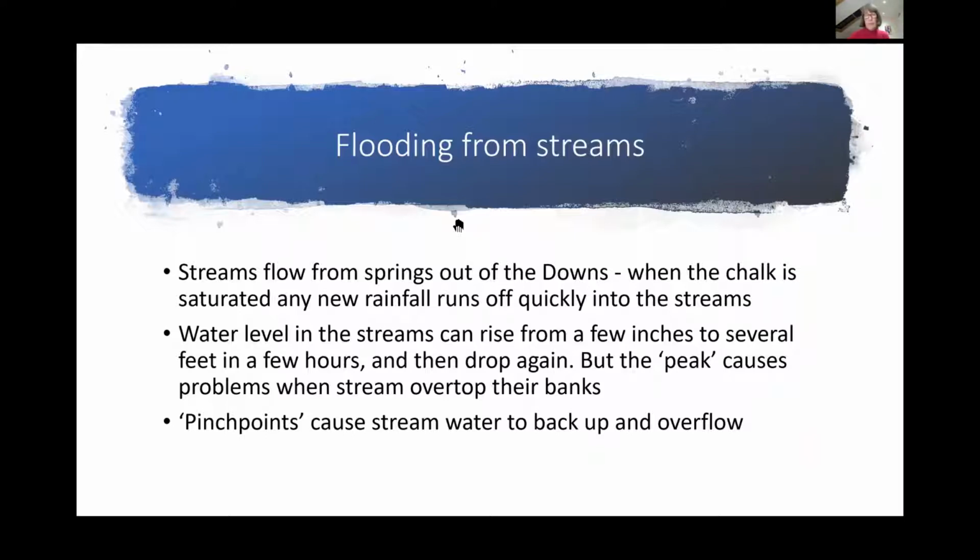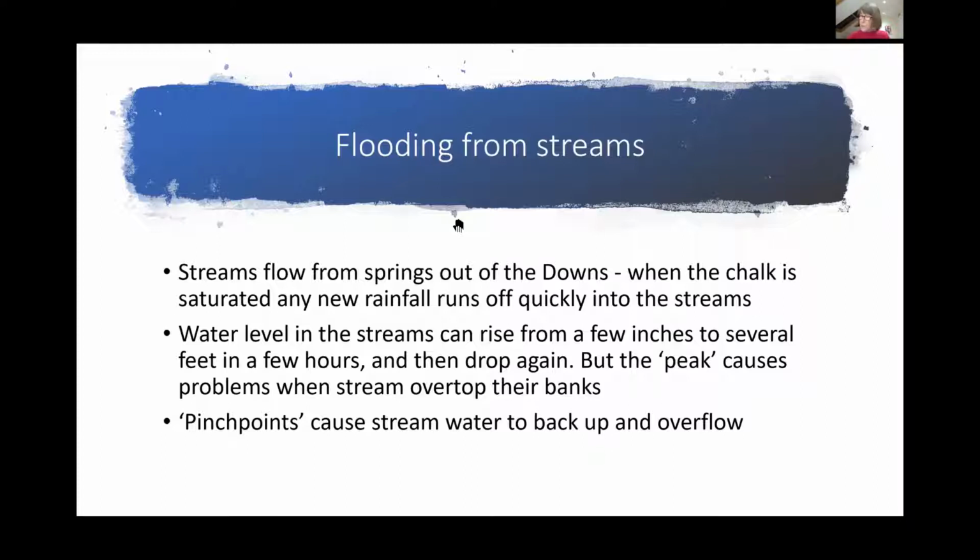So, flooding from streams. The chalk under the downs is really good at holding water, but when it's saturated, any new rainfall just runs off quickly through the springs and into the streams. The water level in the streams in the village can rise from just a few inches to several feet in the course of a few hours, and then drop again quite quickly. But that peak causes the problem when the streams overflow their banks.